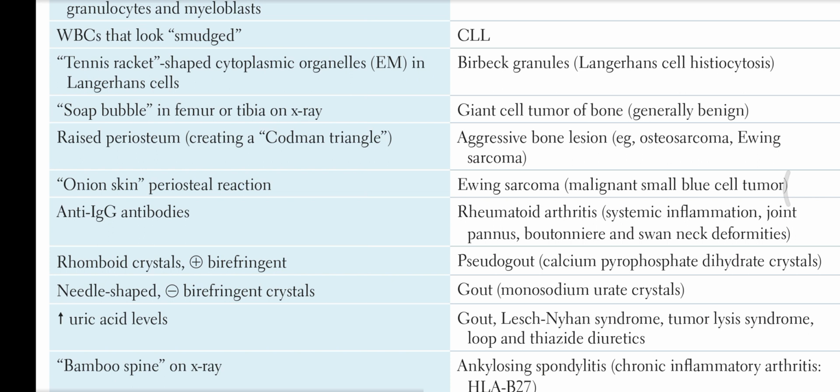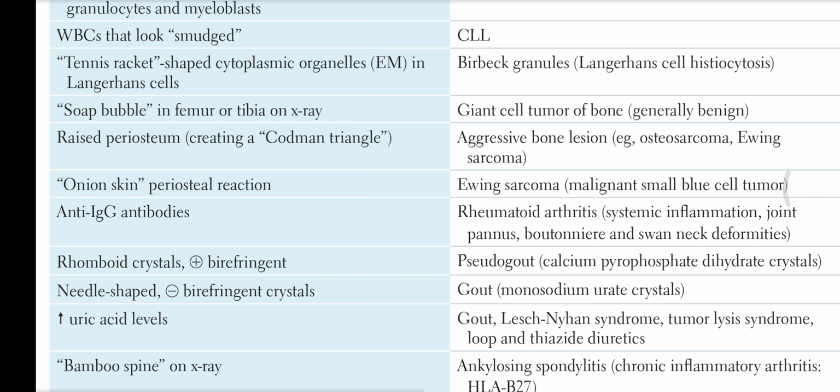Onion skin periosteal reaction, it is Ewing sarcoma. Malignant small blue cell tumor, Ewing sarcoma.